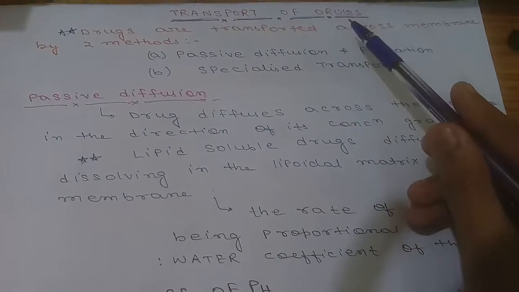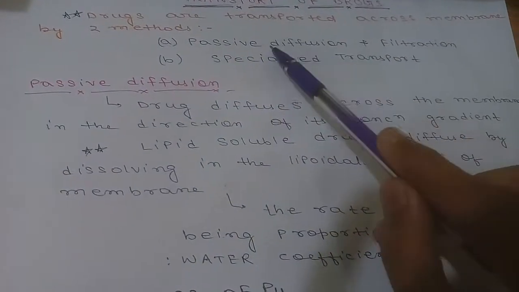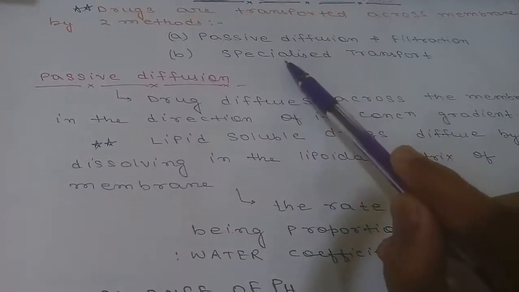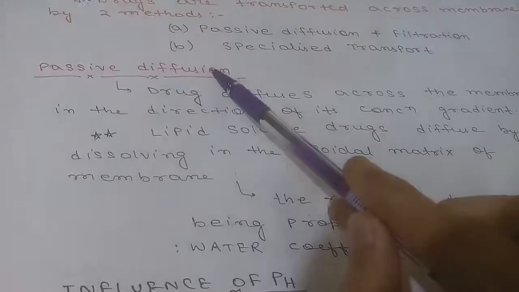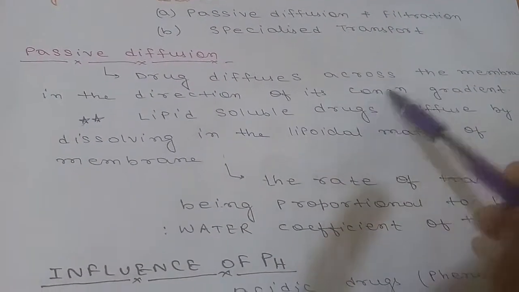We're going to discuss transport of drugs. Drugs are transported across membranes by two methods. The first one is passive diffusion and filtration, and the second one is specialized transport. First we will focus on passive diffusion. A drug diffuses across the membrane in the direction of its concentration gradient.